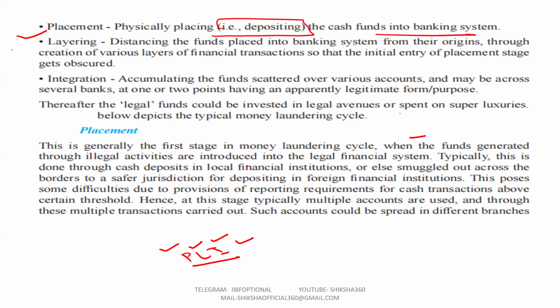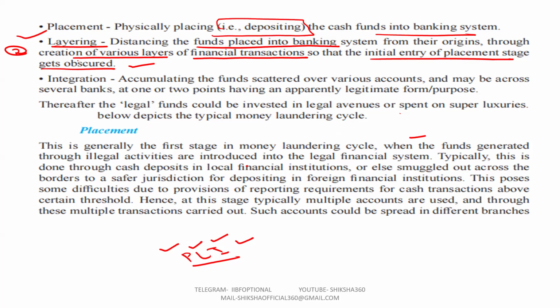Second one here is the layering. Layering basically means distancing the funds placed into the banking system from their origin through the creation of various layers of financial transactions, so that the initial entry of the placement stage gets obscured. Clear? Basically, from here they transfer the funds into different accounts, in smaller portions.